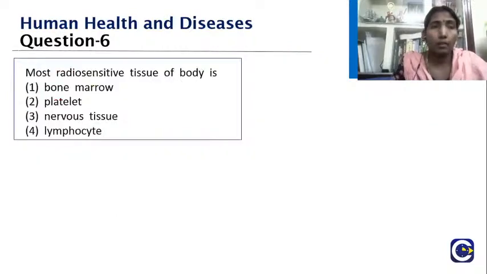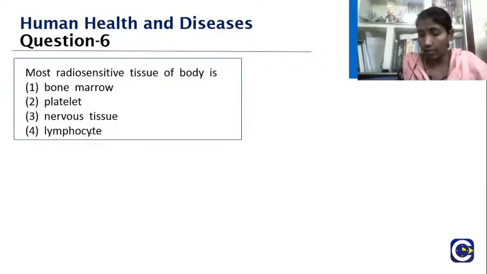Most radiosensitive tissue of the body is bone marrow, platelet, nervous tissue, lymphocyte. What should be your answer? I am looking for your options, what you have given. Yes, children, what should be the option for this?